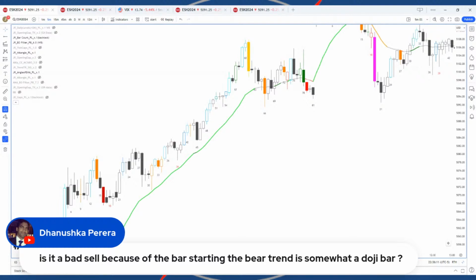is a bad sell because the bar starting the bear trend is somewhat a doji. No, it's a bad sell because we had a breakout and follow through above a wedge, and so it's a tight channel here. But it was this start of the tight channel, this here, and then the second leg in the tight channel was actually, I guess, the third leg in the tight channel is breaking out above this nested wedges. So you have, let me just draw the nested wedges.